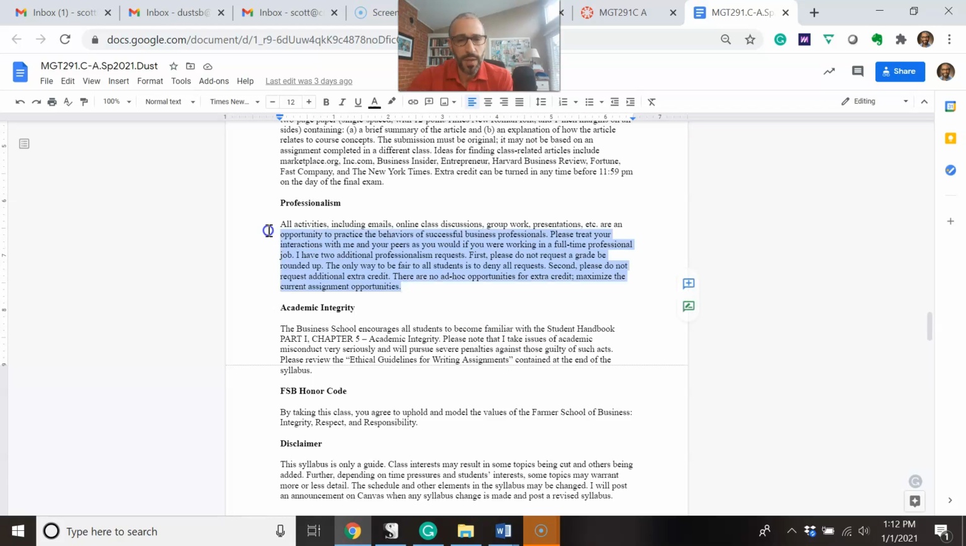Some professionalism expectations. I'm really not worried, but I do want to make sure everybody understands how important fairness is to everybody. So from my end, please, please, please don't ask me to round up your grade for no reason, for extra credit opportunities. That's not fair to everybody else in the class. Everybody gets the same opportunities. Everybody's on the same wavelength.